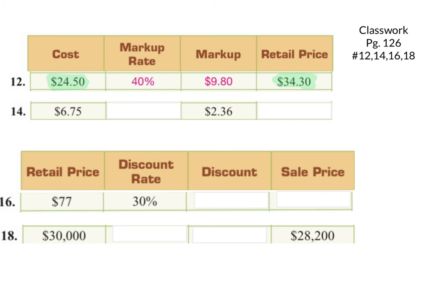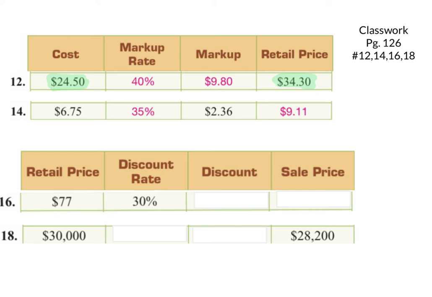40%. For this next one, they gave us the cost. They gave us the markup. So we can easily find both of these, right? The markup rate then is just going to be the $2.36 divided by the $6.75, which should give you 35%. And the retail price then is going to be the $6.75 plus the $2.36, and you should have gotten $9.11.